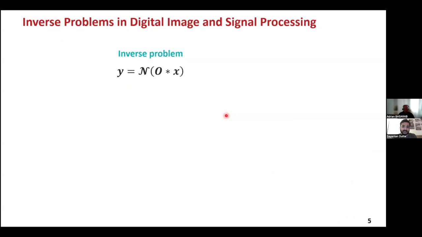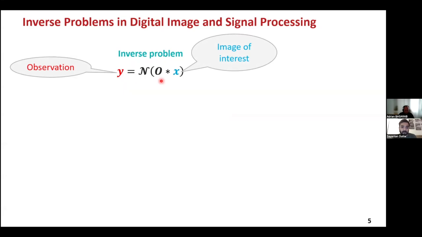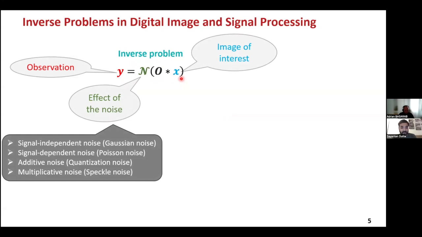Mathematically, this problem is defined by the expression y = N(O x). This is the inverse problem in digital signal and image processing, where y is the observed degraded version of the data, and x is the underlying hidden image or signal, that is the high quality information. Here N is the effect of the noise. The noise can be of different types: it can be signal dependent or independent, an additive noise or a multiplicative noise, depending on the devices or the system.